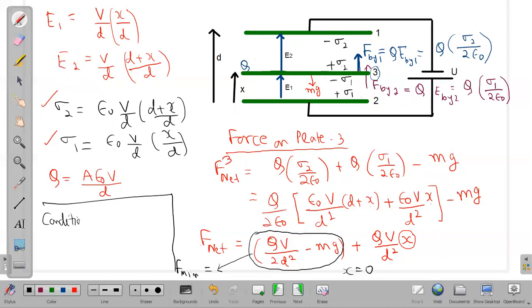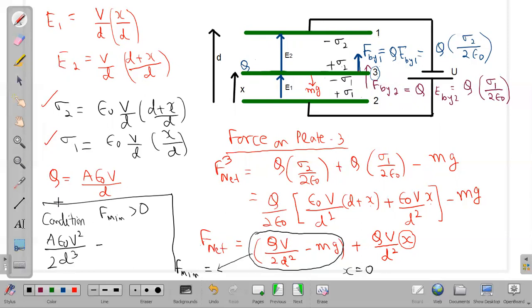So the required condition for this question is that this minimum force has to be positive. This minimum force has to be a positive value. So if I replace the value of q in this term, I get epsilon naught a v by d as the value of q, and then we have v over 2d square. So it will be v square upon 2 into d cube, and then minus.